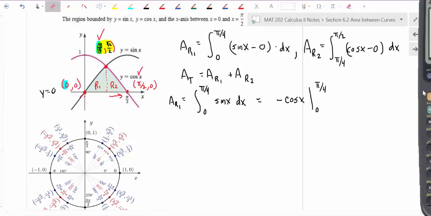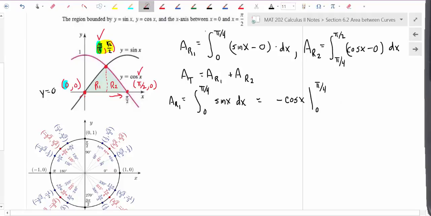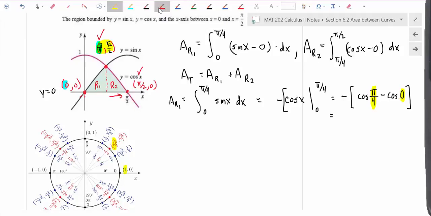Okay, then we're going to go ahead and evaluate this indefinite integral. So I'm just going to take that negative and put it outside, and then when I evaluate this using the fundamental theorem, I'm going to have cosine pi over 4 minus cosine 0, and then I can work that out. Now you can refer to the unit circle, so if we look at the cosine of pi over 4, we're looking at the x value. If we're looking at the cosine of 0, we're looking at the x value there.